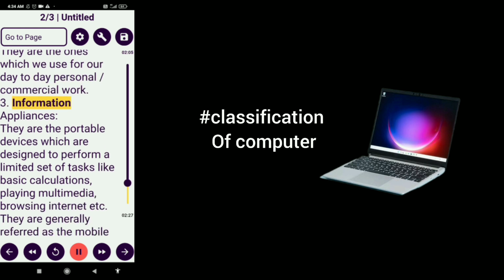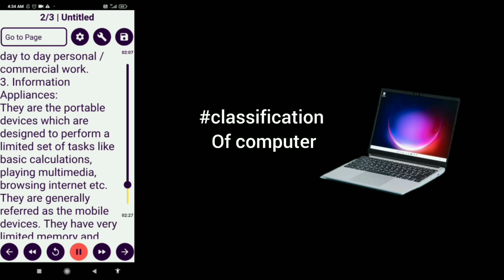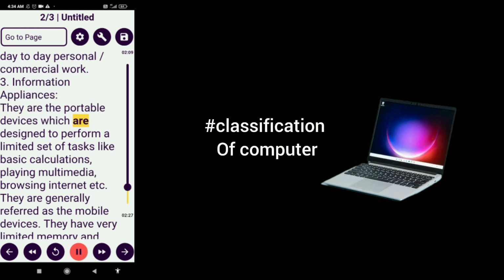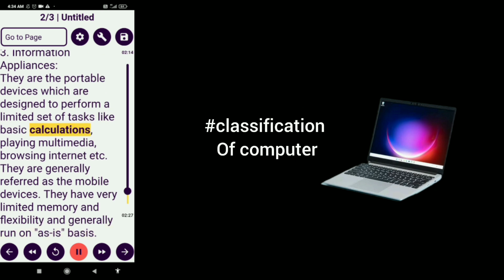3. Information appliances. They are portable devices which are designed to perform a limited set of tasks like basic calculations, playing multimedia, browsing the internet etc. They are generally referred to as mobile devices. They have very limited memory and flexibility and generally run on an as-is basis.